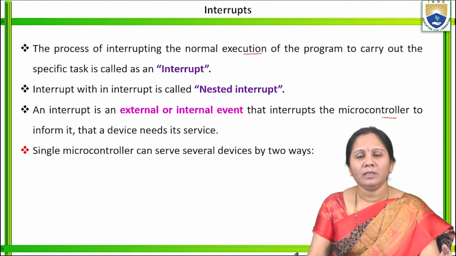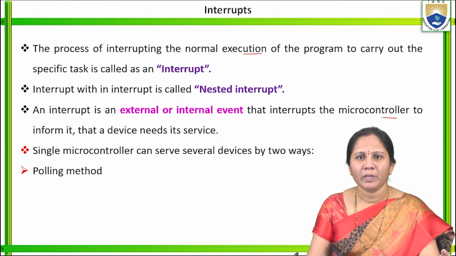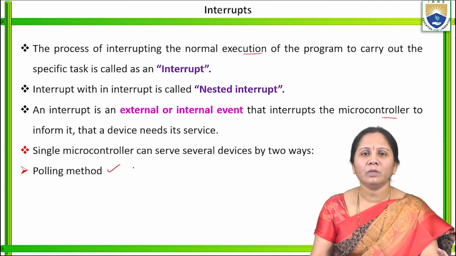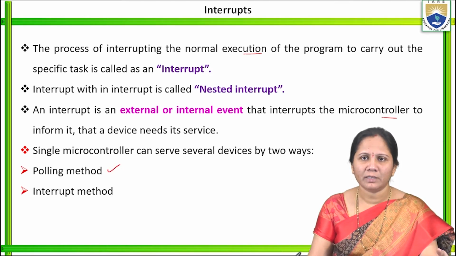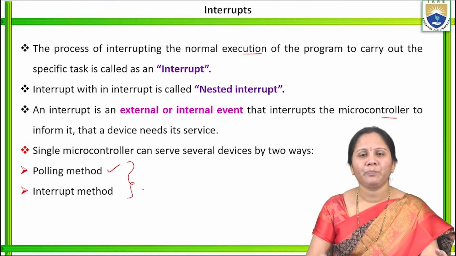Here, one microcontroller can serve several devices. How it is going to serve several devices means there are two methods. One is called the polling method and the other one is called the interrupt method. These are the two methods that the microcontroller can use to service several devices.